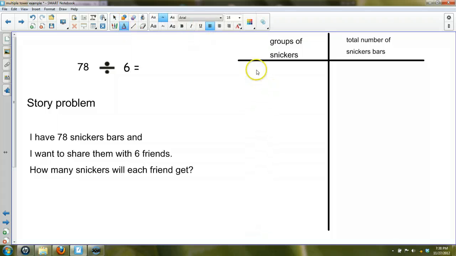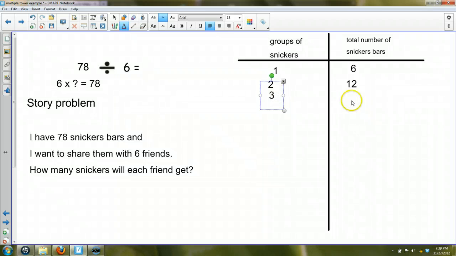So that means if I had one group of six, I would have used 6 Snickers bars. Now remember, multiplication and division are reverse operations. So that's going to help us because I know that I'm looking for 6 times something to equal 78. So here I'm doing 6 times 1. 1 times 6 doesn't equal 78 yet. So I've got to keep going. So let's try 2. If I had 2 groups of Snickers, I now have 12 Snickers.